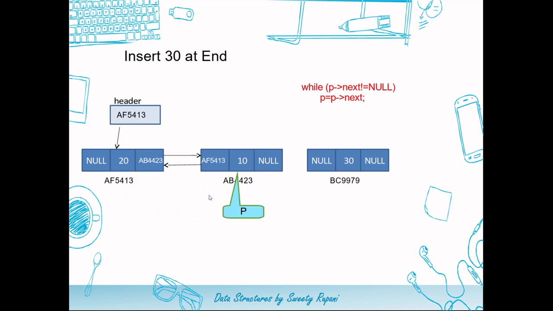Once p jumps over here, again while loop continues, checking for next part of p to be equal to null, and in this case our next part, that is next of 10, is null. So we are not going inside the while loop. We will stop at this position and the next step would be updating the pointers.